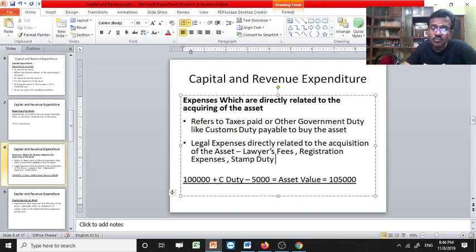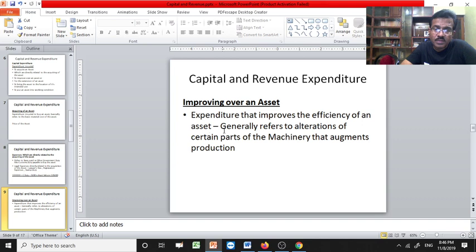So I'm telling you again, to capitalize means to treat an expenditure as an asset, and therefore add it to the value of the asset for which it is incurred. That is capitalizing. So this is the first case. The second case is improving over an asset.